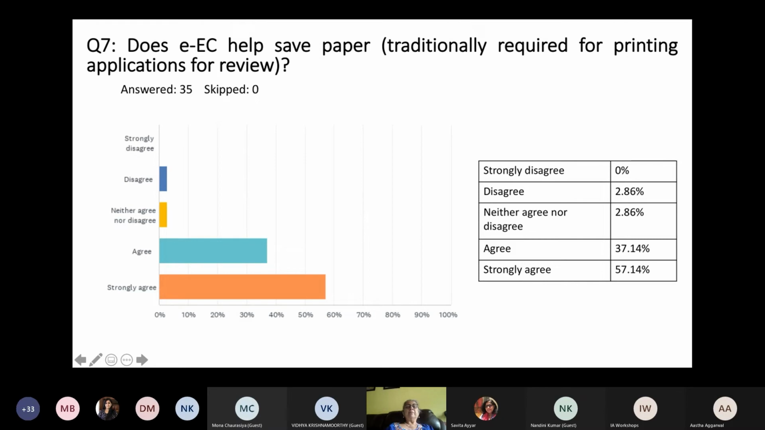Of course, when we asked the question, does the EEC help to save paper? Everybody said that they strongly agreed. Almost everybody said they strongly agreed. If not strongly agreed, they at least agreed.